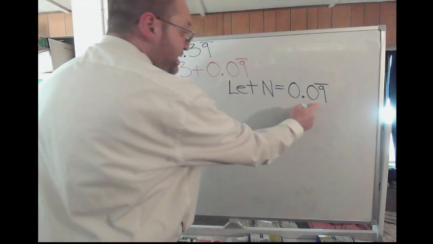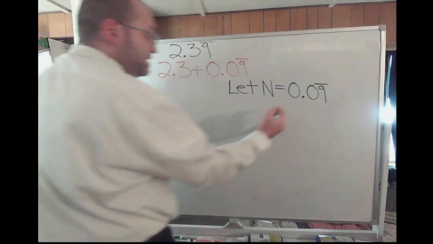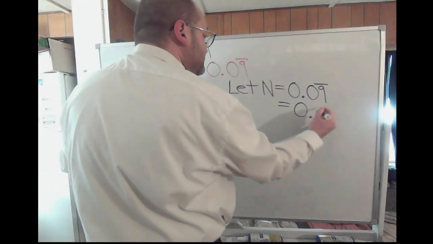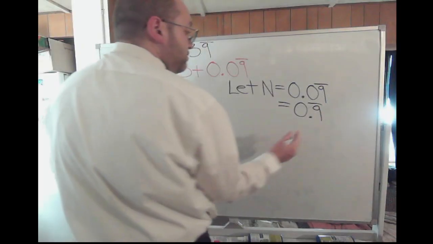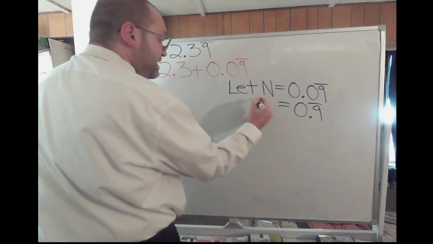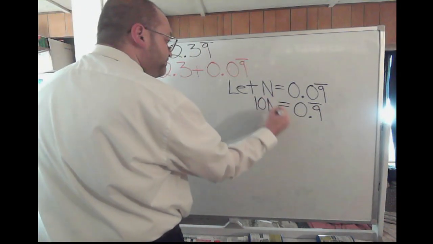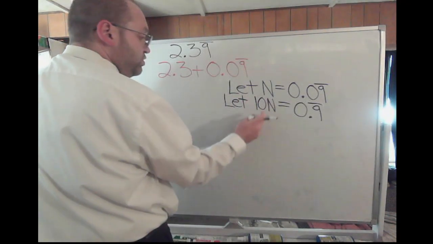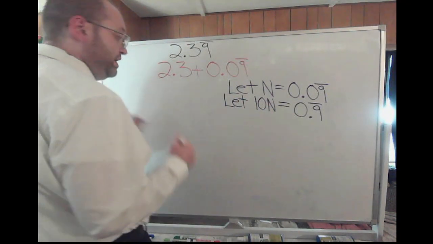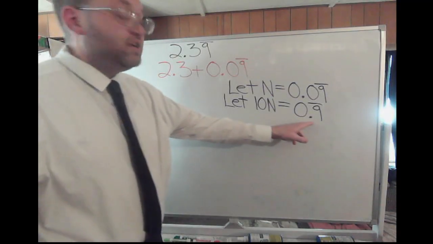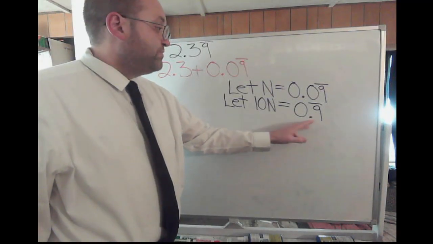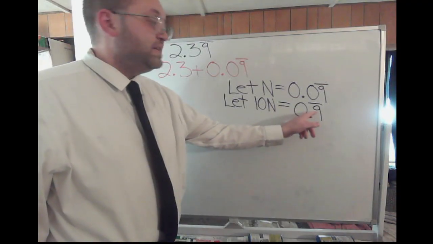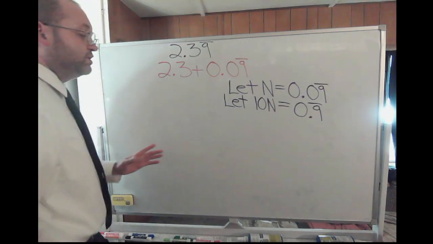In order to do that, you would have to multiply the right side by 10. So if you do that, you now have 0.9 repeating, which means you got to multiply the n by 10. You'll get 10n equals 0.9 repeating. So we'll let 10n equal 0.9 repeating. Now we actually have a number we can work with. 0.9 repeating, the repeating number is immediately to the right of the decimal, okay?